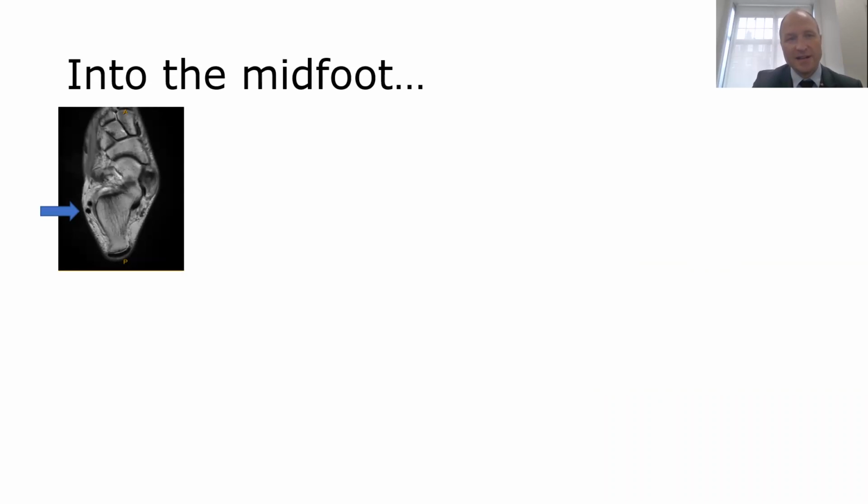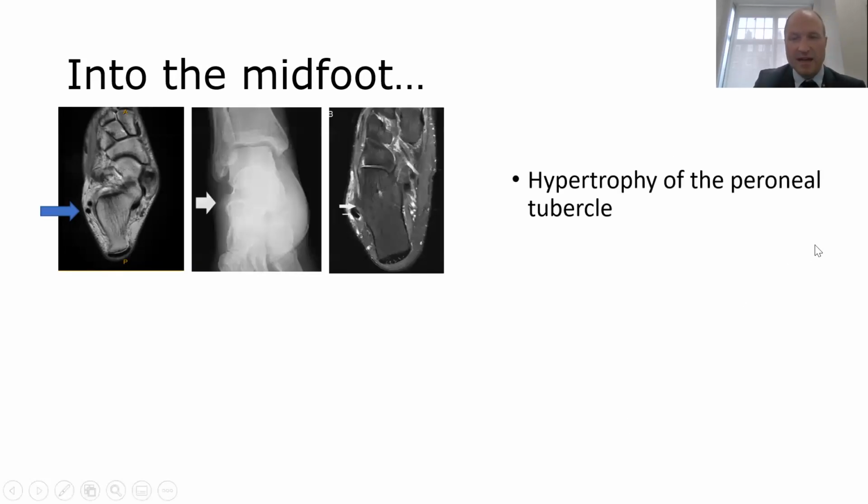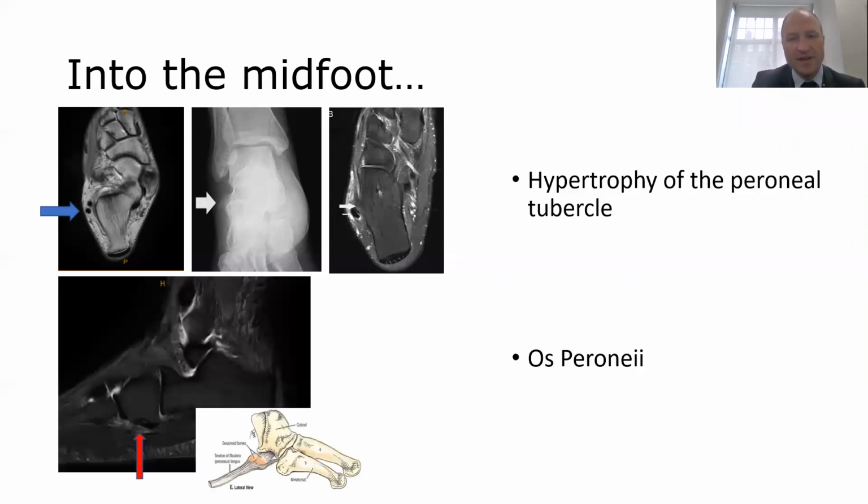As you progress further distally into the midfoot, the peroneal tendons divide from their common synovial sheath into two separate tendons visible at the level of the peroneal tubercle. So this is a little bump on the outside of the calcaneum where the inferior peroneal retinaculum is attached. This in itself can become prominent and hypertrophic in very active athletic individuals, and in thin patients can cause rubbing inside footwear. And this is associated with the presence of an os peroneum within the peroneus longus tendon.